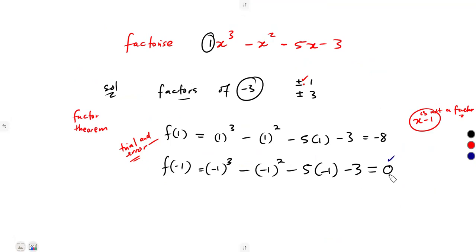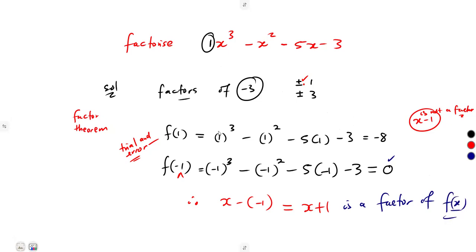So this is what we have. We obtained a 0 from a -1. So therefore, x minus -1, x minus this value which gave us a 0, that is a factor, which is actually x plus 1. So this is a factor of our f of x, that function that you're given.